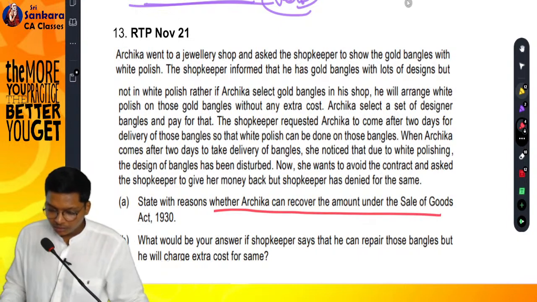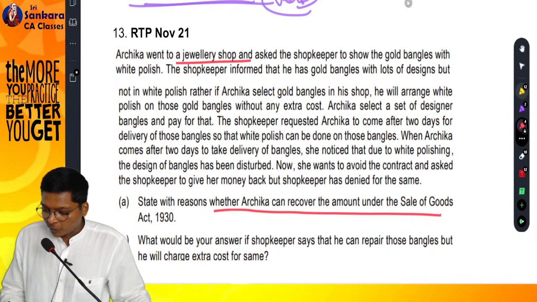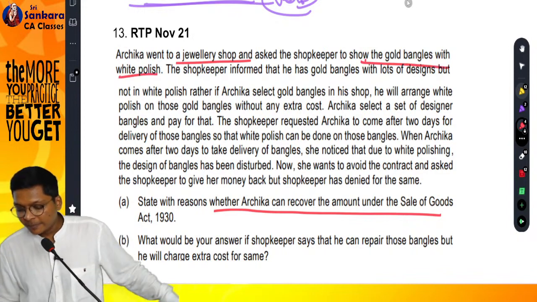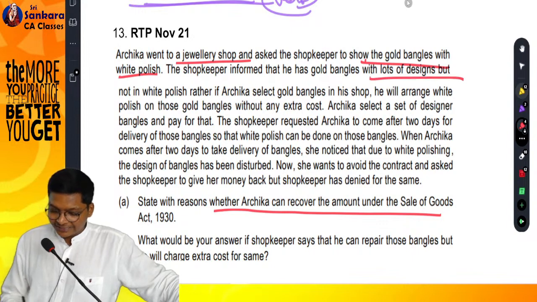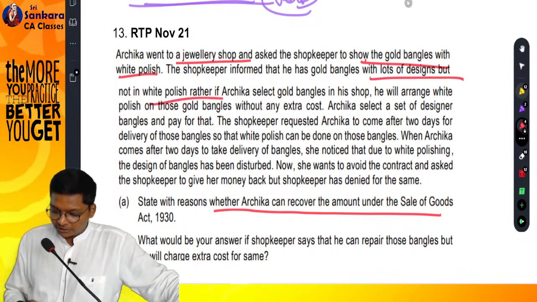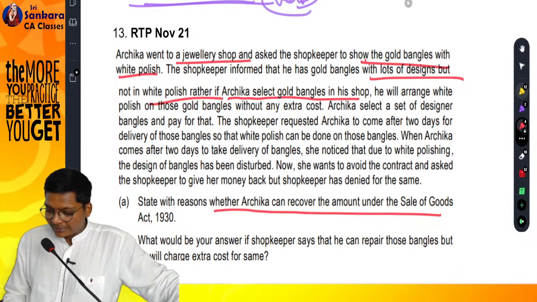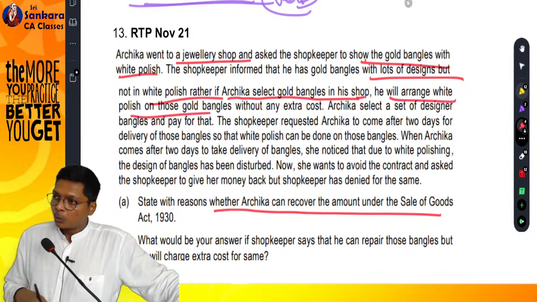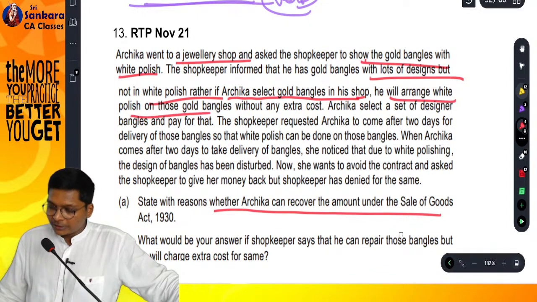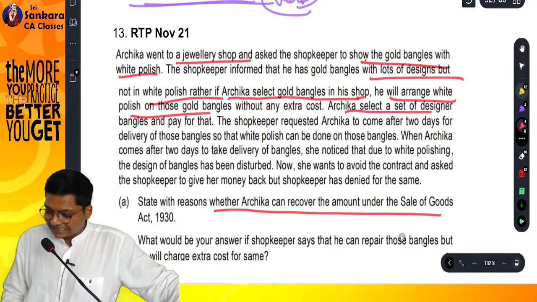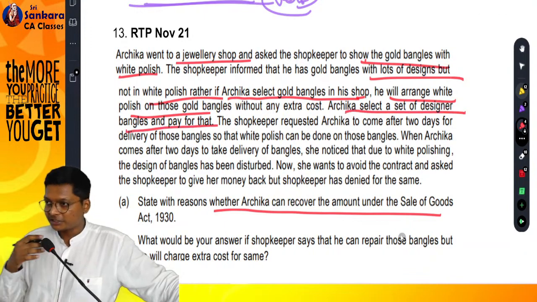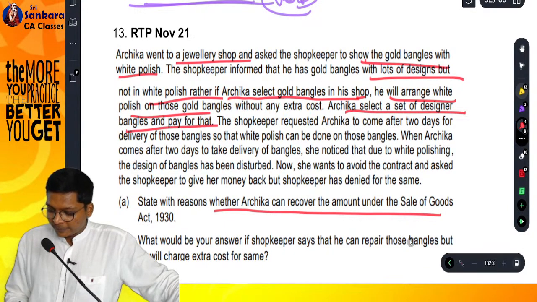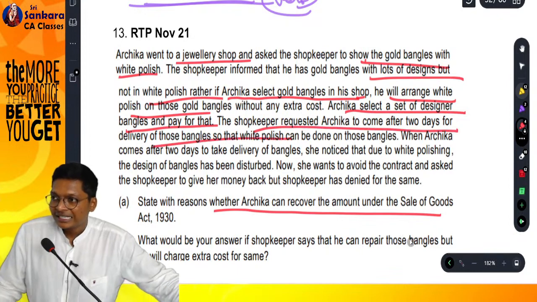What is happening here? Archika went to a jewelry shop and asked the shopkeeper to show gold bangles with white polish. The shopkeeper informed her that he has gold bangles with a lot of designs but not in white polish. Rather, if Archika selects gold bangles in the shop, he will arrange for white polish on these bangles without any extra cost. Archika selected a set of designer bangles and paid an advance for them. The shopkeeper requests Archika to come after 2 days for delivery.